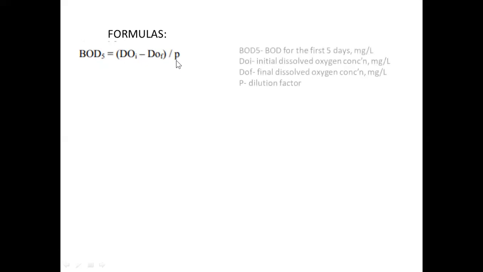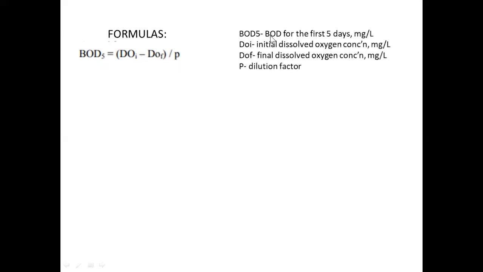The first formula is BOD5 is equal to the quantity of DOI minus DOF all over P. BOD5 stands for the amount of biochemical oxygen demand for the first 5 days. Now, the unit for BOD5 is milligrams per liter. DOI is the initial dissolved oxygen concentration, in milligrams per liter. And DOF is the final dissolved oxygen concentration in milligrams per liter. Now, P here is unitless. This is the dilution factor.